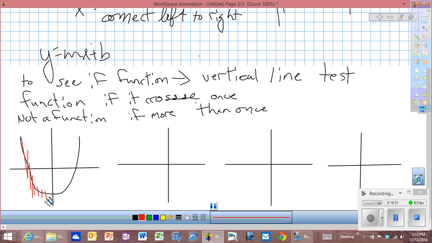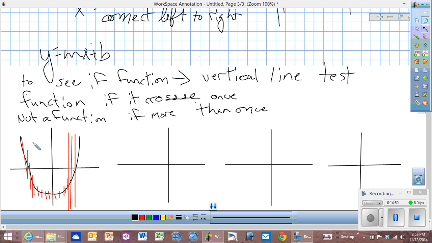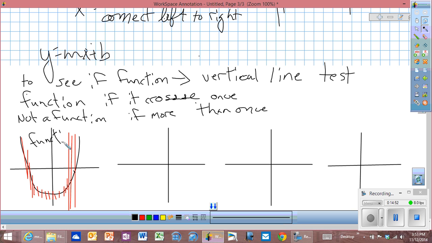Is it crossing any more than once at any point in time? Okay, I could draw them all the way up and down so you can see the more verticalness. No, right here, it crossed once. Right here, it crossed once. Once. So this one would be, yes, it's a function, because it passed the vertical line test. That's kind of how you would say it.